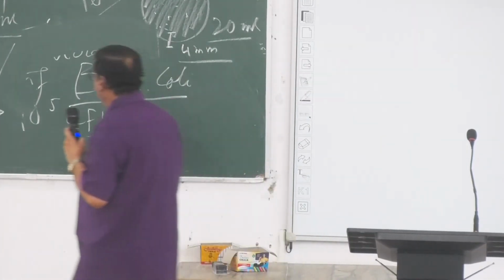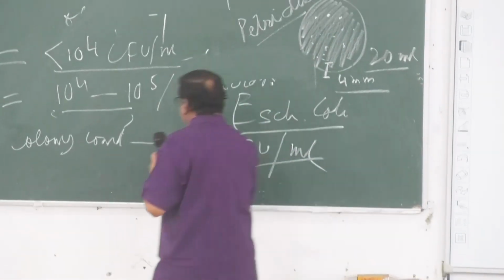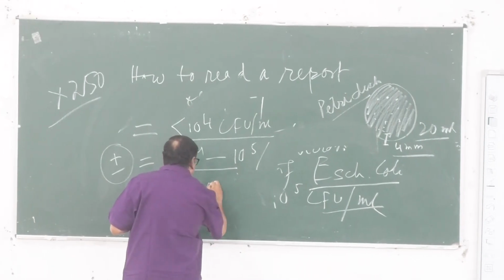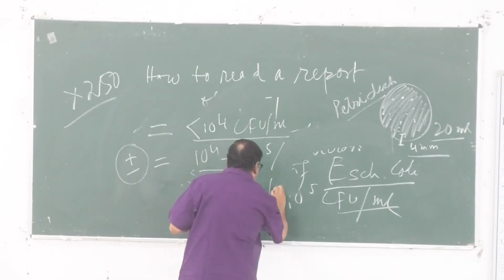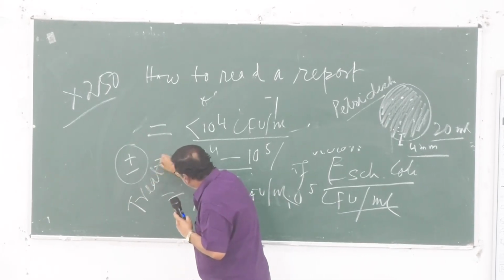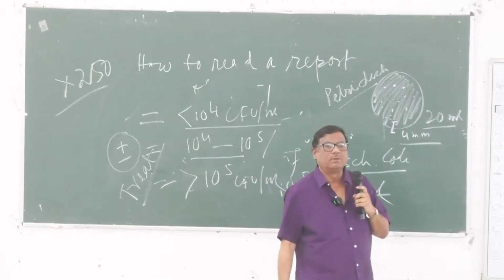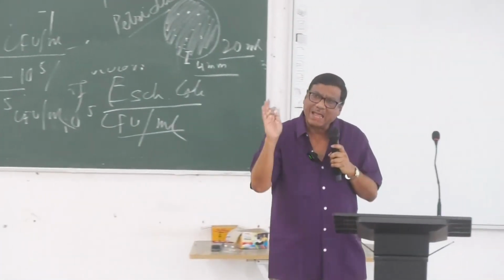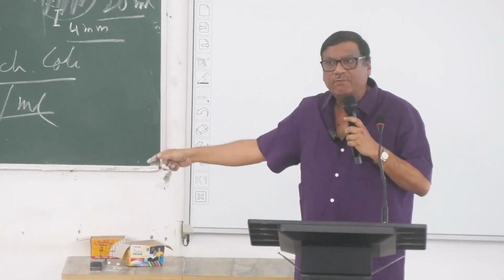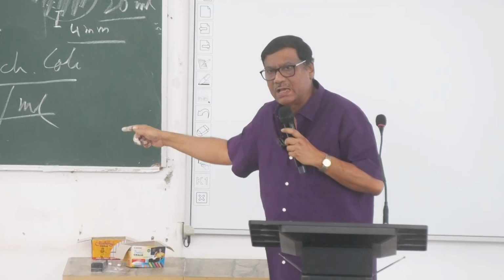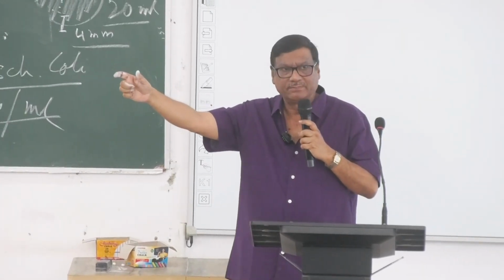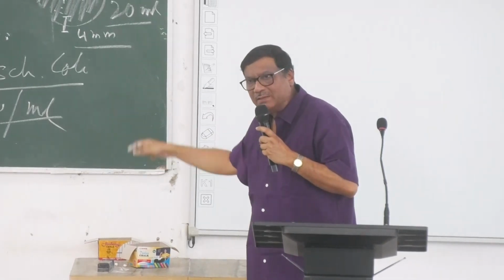But if the colony count is more than 10 to the power 5, treat your patient. Treat your patient with suitable antibiotic as per the antibiogram. So here lies the importance of significant bacteriuria. Short note, significant bacteriuria of UTI. You have to write the entire thing.